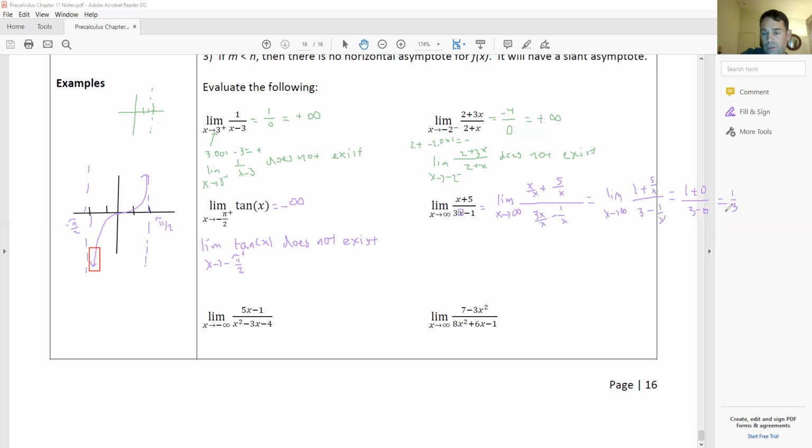All right, friends, why don't you go ahead and try this and see what you can do with these last couple. Go for it. Okay, let's see how you did.